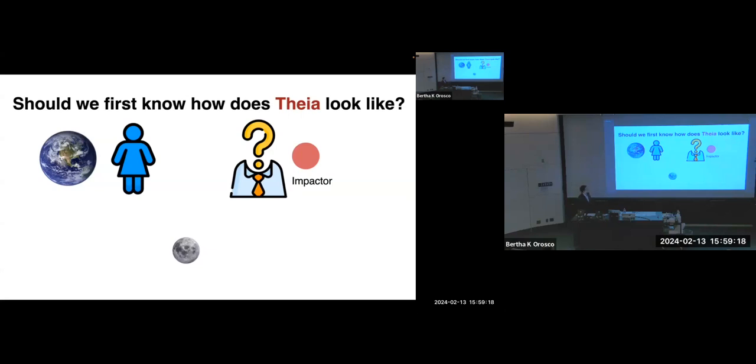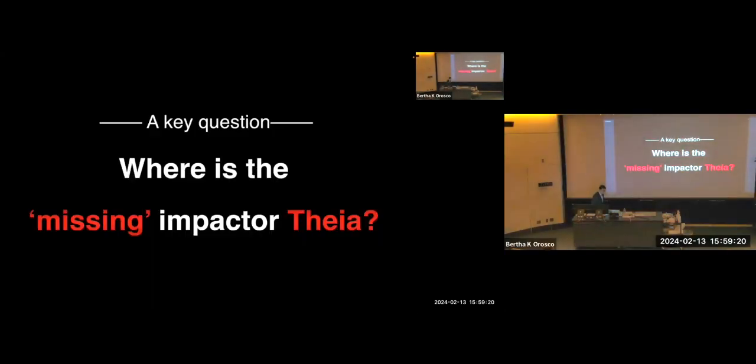So then the question is, where is the missing impactor Theia? This is a question proposed by my professor while I was taking a class at ASU. That really sparked me to have this idea.